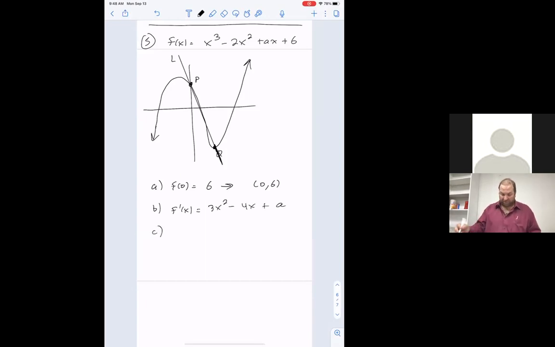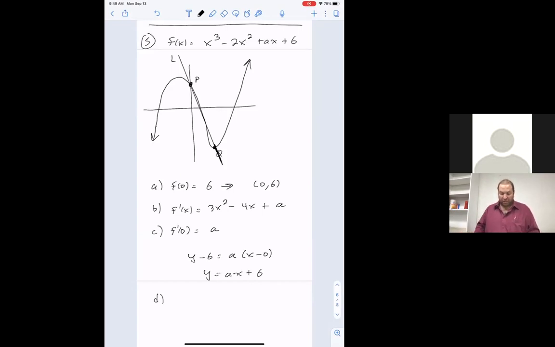C, hence, as a result of what you've done before, find the equation of L, the line, in terms of a. Well, it's the tangent line at 0. So f prime of 0 is a. That is the slope. So I get y minus 6 equals a times x minus 0. So y equals ax plus 6.